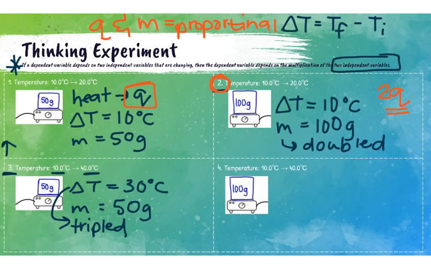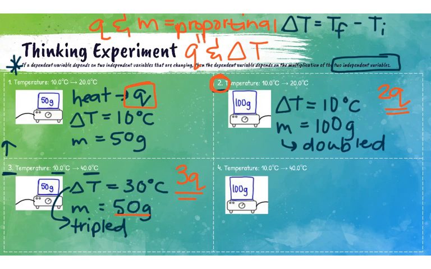So based on that idea, that's telling me that the amount of heat that I'm going to need to get my 50-gram sample to increase by 30 degrees, I'm going to need to triple the amount of heat that I use. So not only did we see that mass and heat are proportional, but now we know that Q and our change in temperature, so heat and the change in temperature, are also proportional to each other.